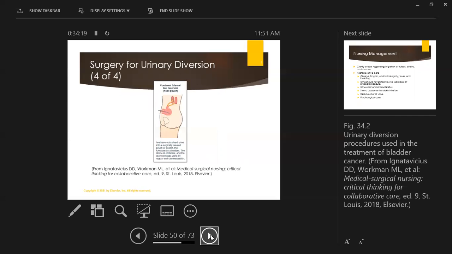And then a fourth option for urinary diversion is this continent, internal ileal reservoir, or a Koch pouch. Ileal reservoirs are going to divert urine into a surgically created pouch or pocket that functions as a bladder. So it's going to theoretically do the same thing a bladder would do, in that it stores urine. However, it's not connected to our urethra, so there's no way to excrete it. So what do we do? The stoma will be continent, and the client would self-cath the actual stoma in order to drain urine off.